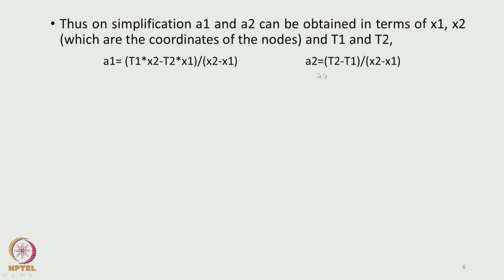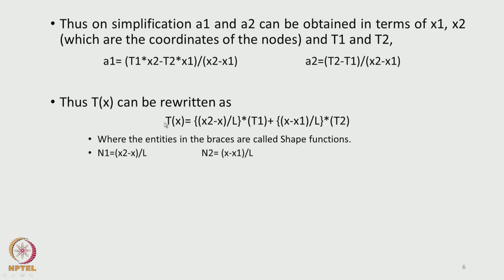I mean, this is a straightforward procedure. You substitute in the linear equation, you get two equations, two unknowns, solve them and you get the coefficient values. The original equation T of x can be rewritten using these coefficients A2 and A1, and given here as (x2 minus x) by L into T1, similarly (x minus x1) by L into T2, where the entities in the braces are called shape functions. The usual symbol is the letter N.